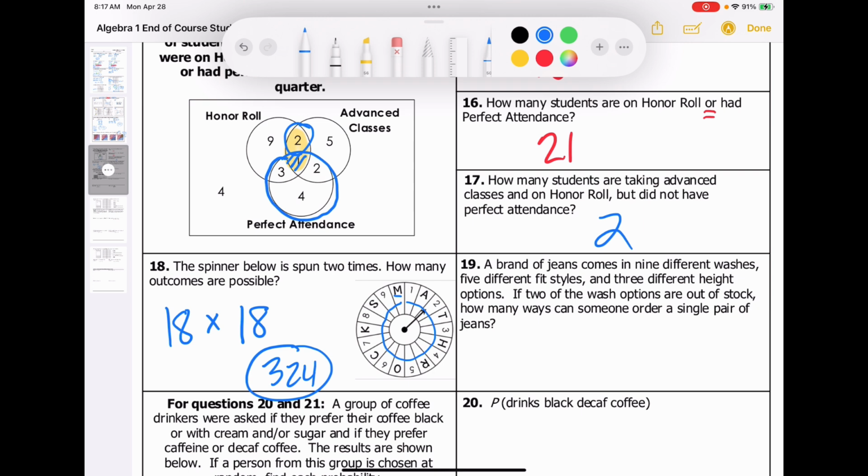All right, number 19, a brand of jeans comes in 9 different washes, 5 different fit styles, and 3 different height options. If 2 wash options are out of stock, so that leaves me with 7, how many ways can someone order the single pair of jeans? So I just multiply those 3 numbers together, 7 times 5 times 3, which leaves me with 105.